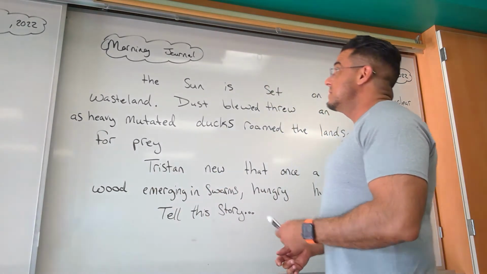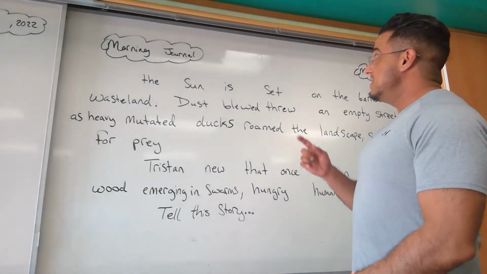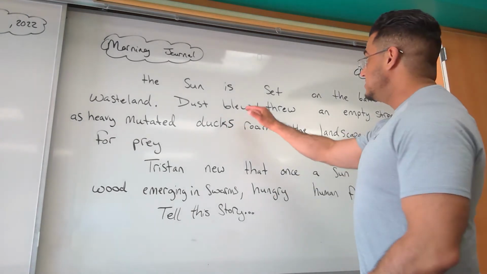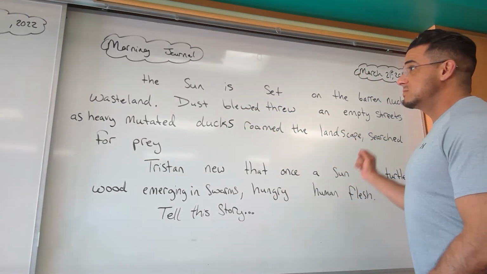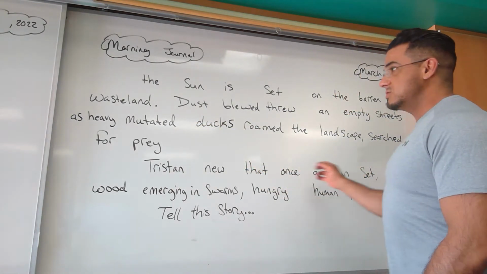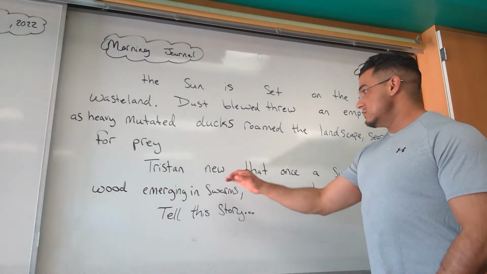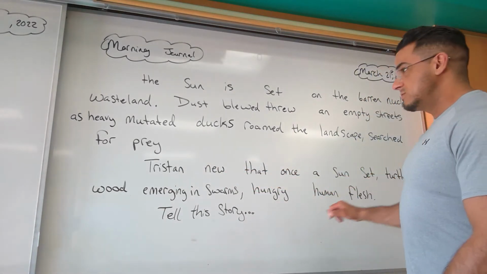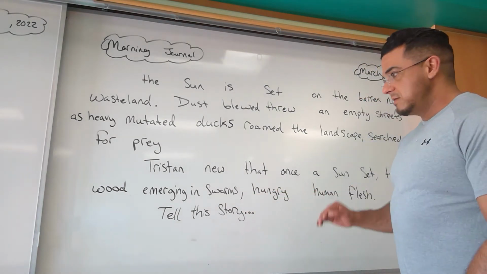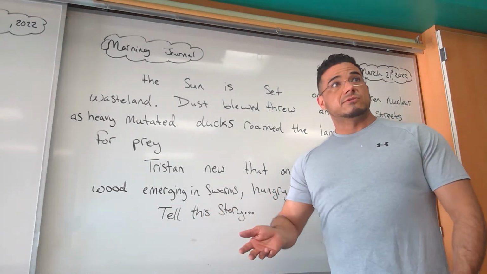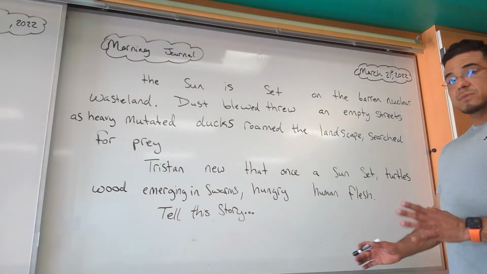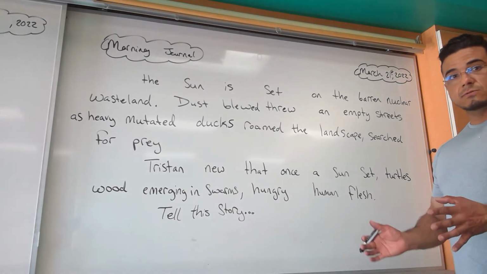I'm just going to get out of the way. So looking at the paragraph, we have: the sun is set on the barren nuclear wasteland. Dust blued through and empty streets as heavy mutated ducks roamed the landscape, searched for prey. Tristan knew that once a sun set, turtles would emerging in swarms, hungry human flesh. And then, of course, tell this story. This is a prompt we're doing in class. All right, I'll go ahead and have you pause, make those corrections, and then resume.